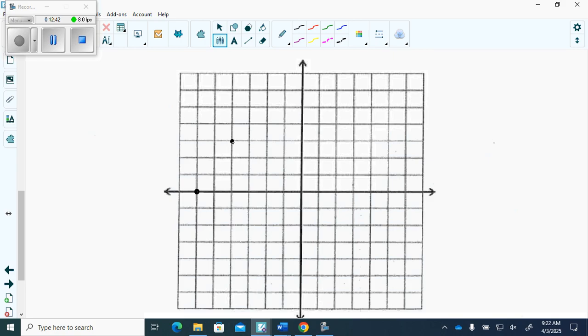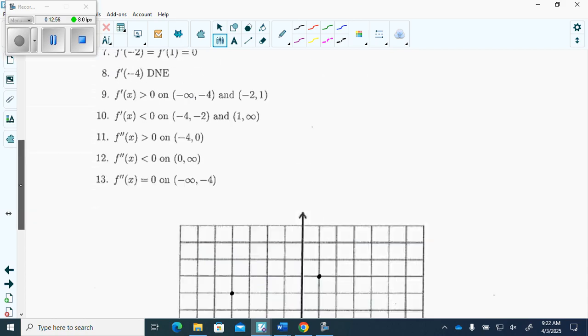We have negative 2, 0; 1, 4; 4, 0. Okay. What the heck does the other information tell me?